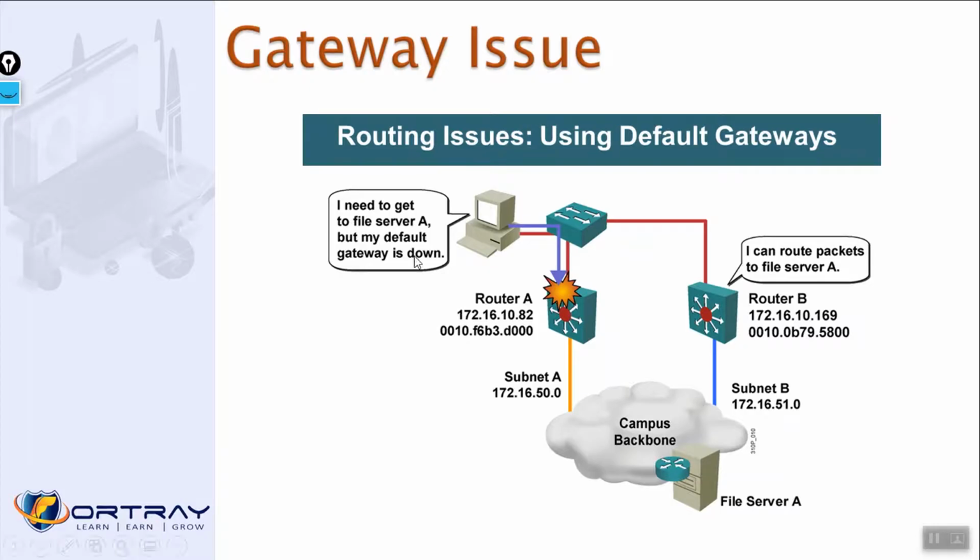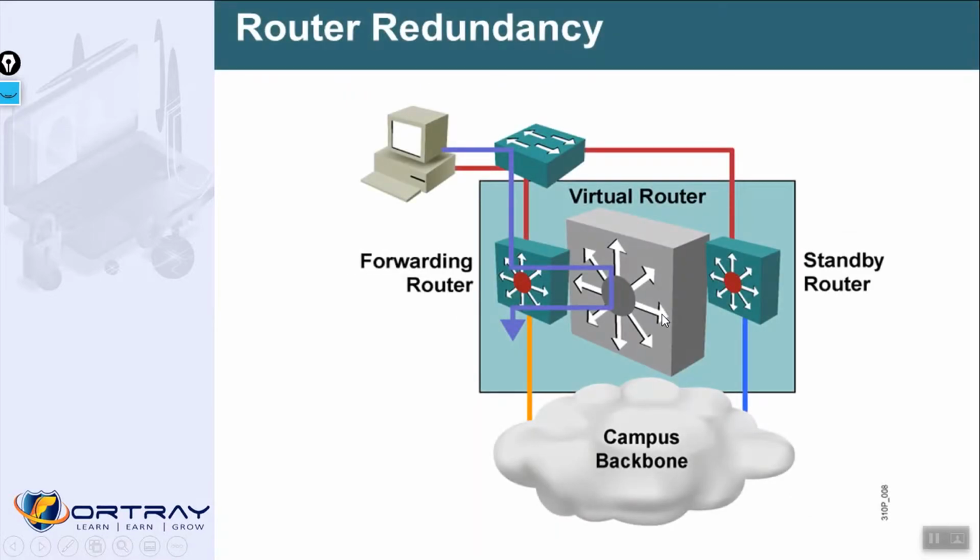So what is the solution? I need to get to a file server. The file server is here. There are two routers existing, and both can route to this server. Both have the connectivity to this server. But if the default gateway is only configured as one and that default gateway goes down, then the traffic cannot be rerouted. So the solution is you create a virtual router.